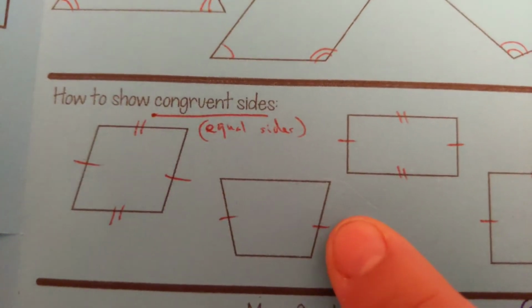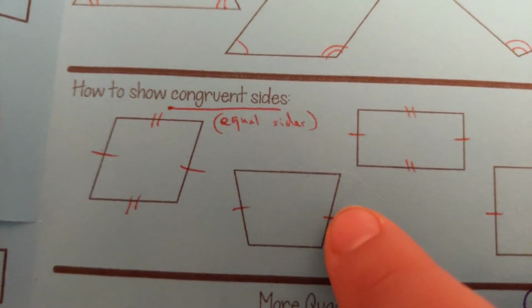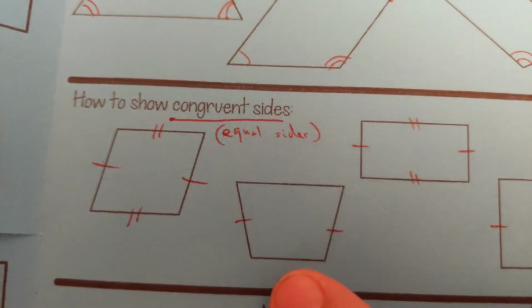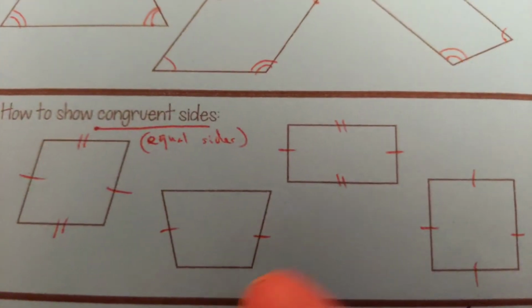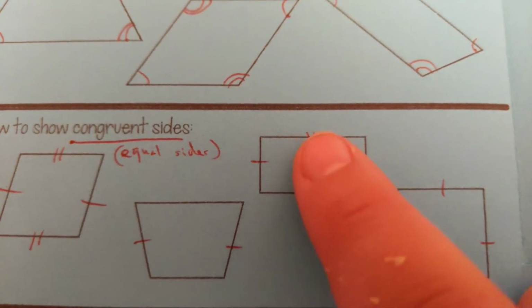Okay, this one is a trapezoid. It only has 1 pair of parallel sides, and these 2 lines are the only ones that are equal to each other. You can tell that one is longer than this one, so we know those 2 are not equal to each other. A rectangle, those 2 are equal to each other, and these 2 are equal to each other.